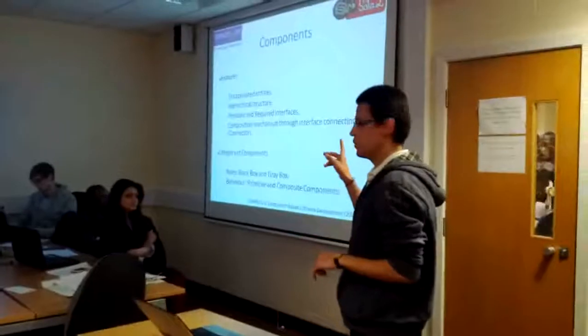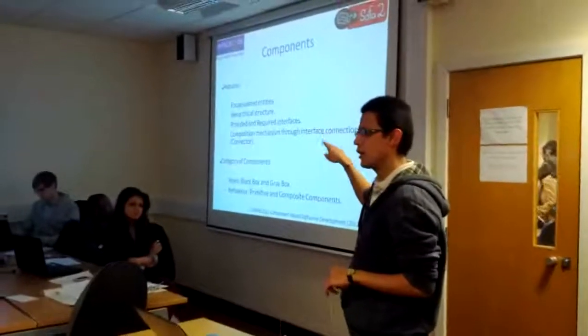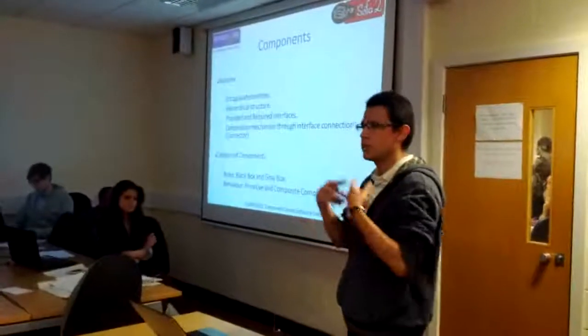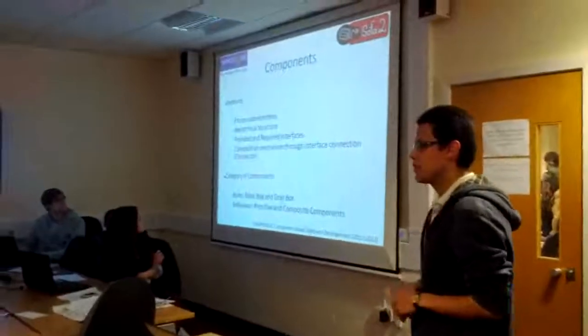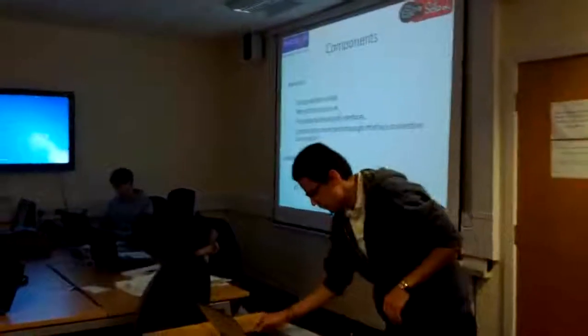And it's possible to build hierarchical components, or have a hierarchical structure with software components. So it's possible to have composite components with subcomponents inside. We have different categories of software components. In terms of roles, we have black box and gray box components, or in terms of behavior, we can talk about primitive components and composite components.